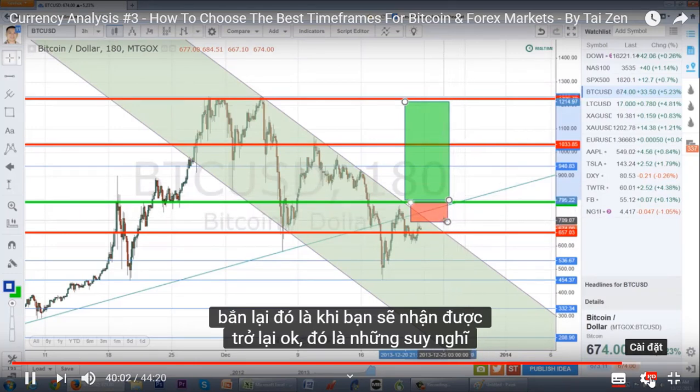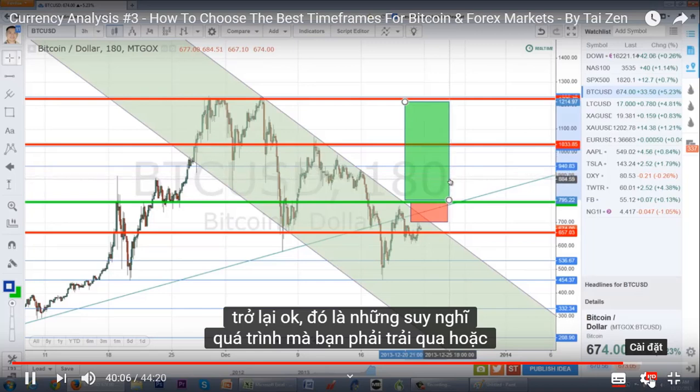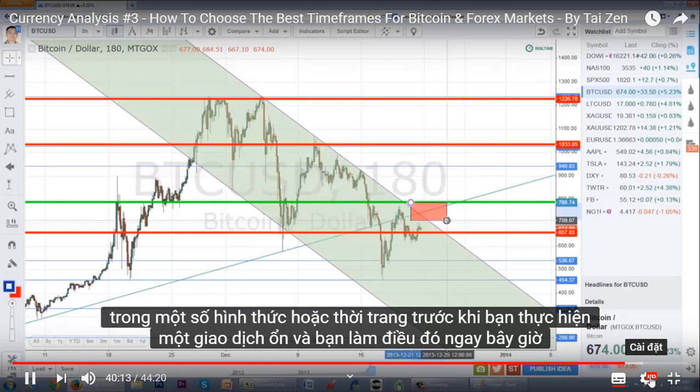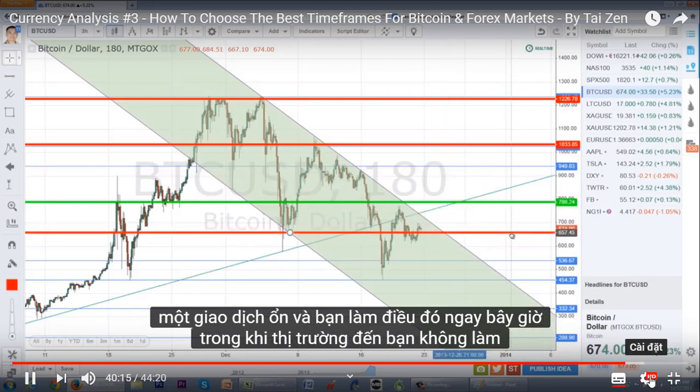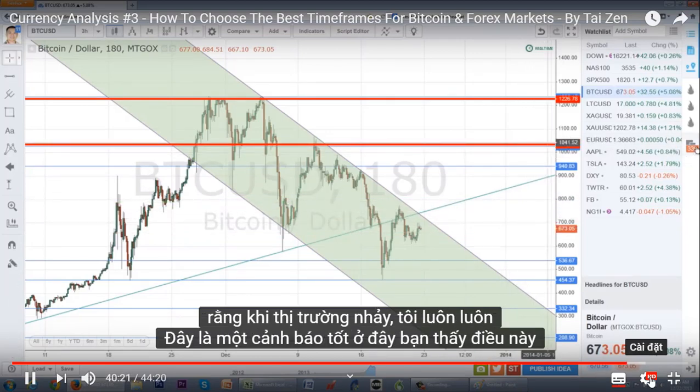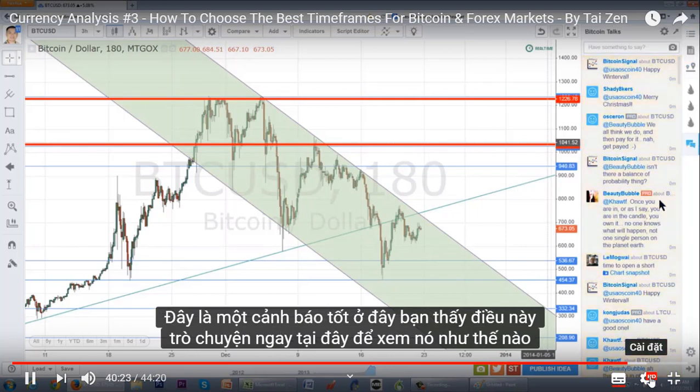Okay, so that is the thought process that you have to go through, in some form or fashion, before you take a trade. And you do that right now while the market is calm. You don't do that when the market is jumping. Here's a good warning here. You see this chat roll right here? See how it's not moving?